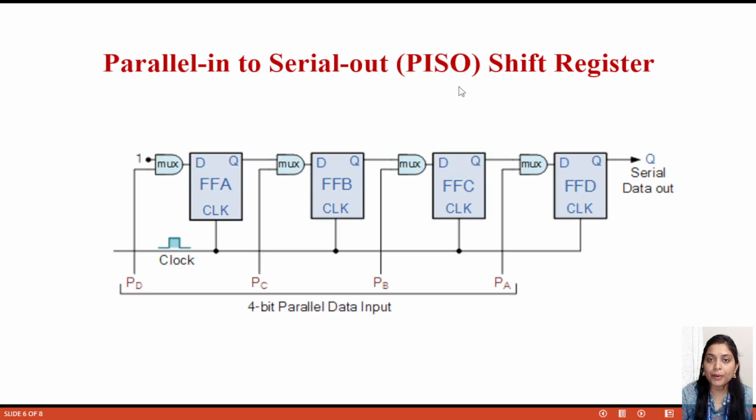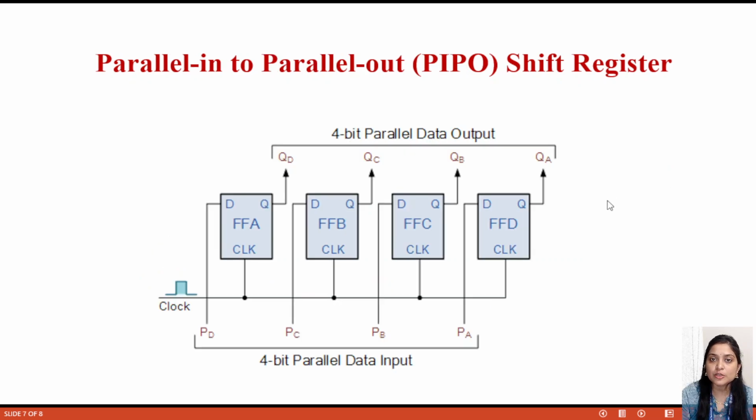Now parallel in, serial out. Here also D flip-flops are used. The clock pulse is given to all flip-flops simultaneously, and the data is given through these lines. We give the data in parallel, simultaneously to all the flip-flops, and one by one, serially, the output will come.